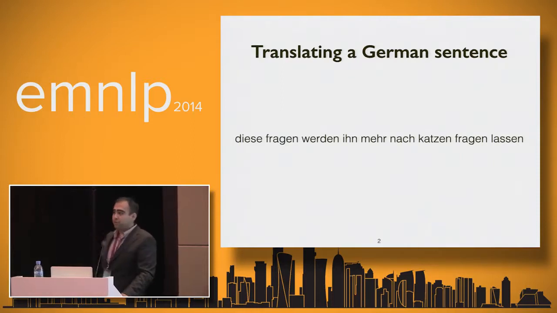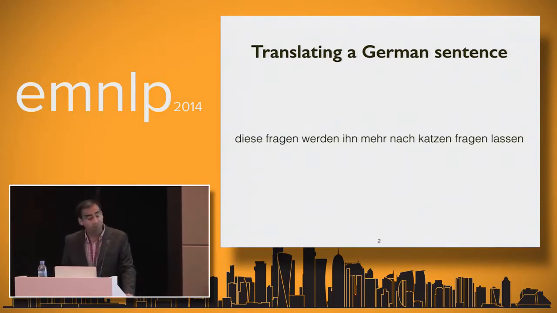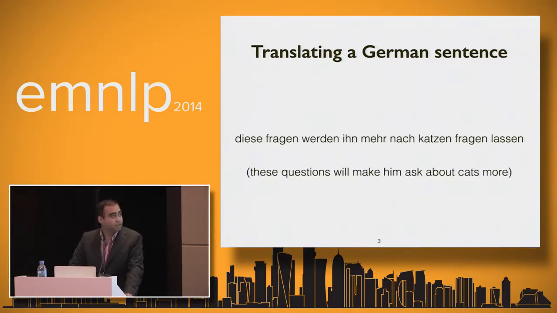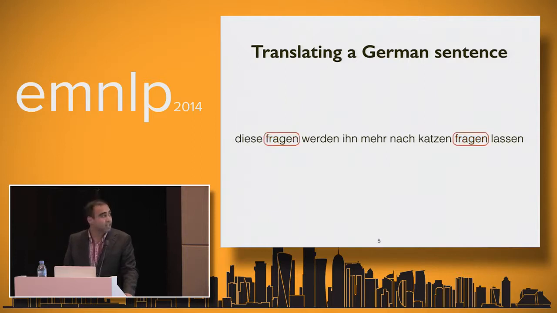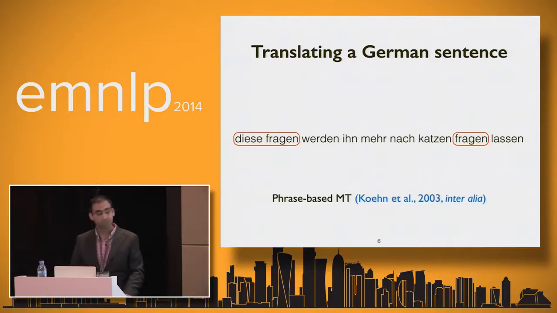All right, so say we want to translate the following sentence from German to English. Diese Fragen werden Ihnen mehr nach Katzen fragen lassen. And for those of you who don't know German, here's the following translation. You'll immediately notice that Fragen can translate to both questions and to ask. So clearly, just relying on word or lexical-based translation is not going to get us very far in terms of disambiguating these two translation options.